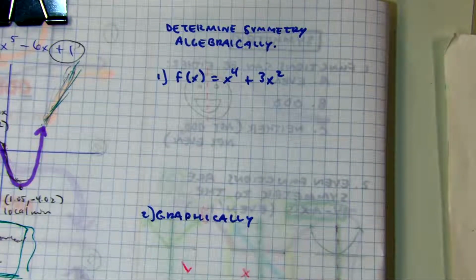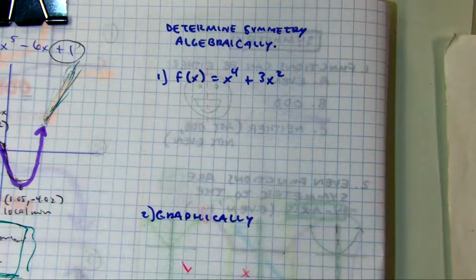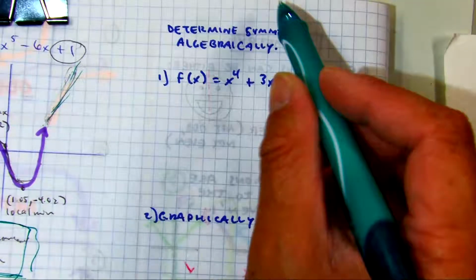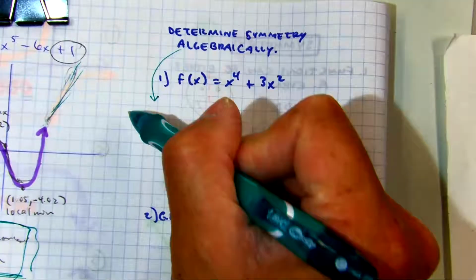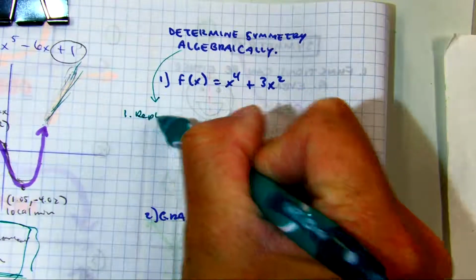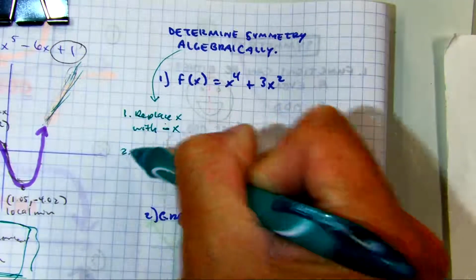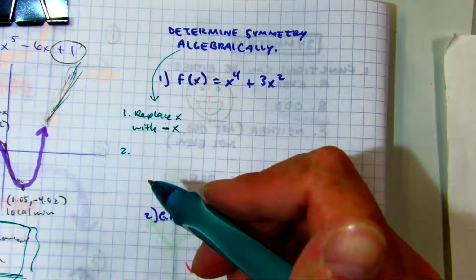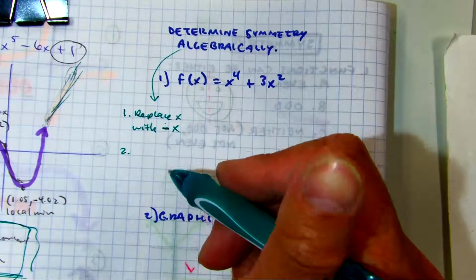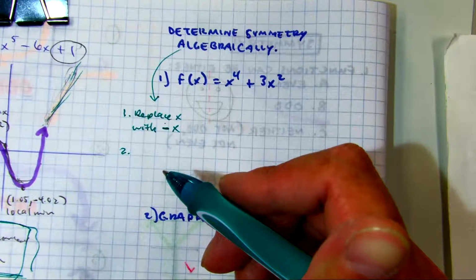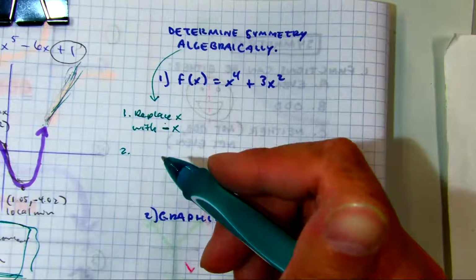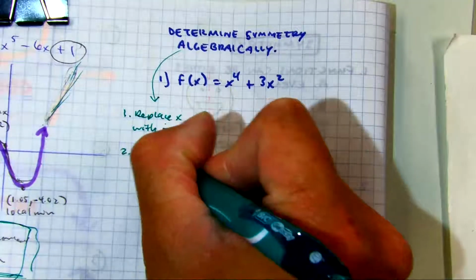Alright. Looking at this problem, we need to determine symmetry algebraically, and we'll also show that to you graphically. Christian, tell me the steps to determine symmetry algebraically. Replace x with negative x. Yes? What else did you write down? Compare results.